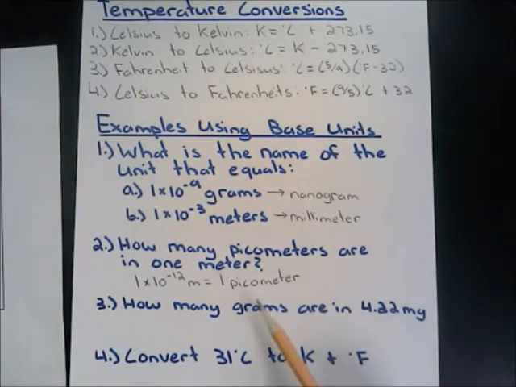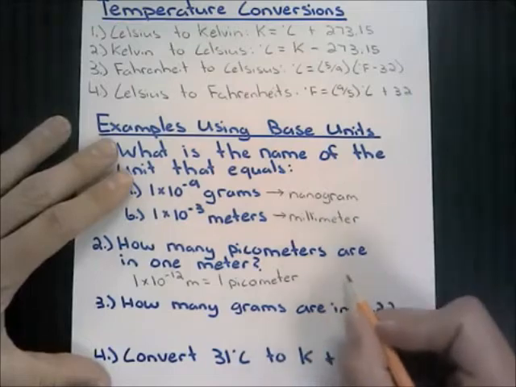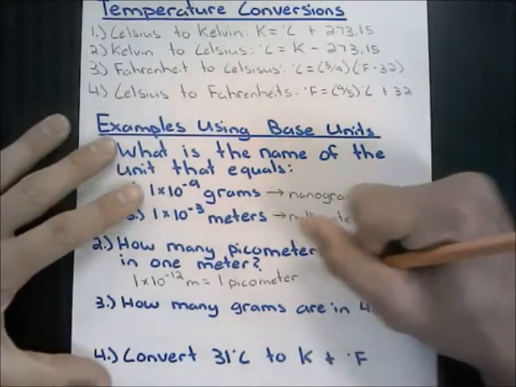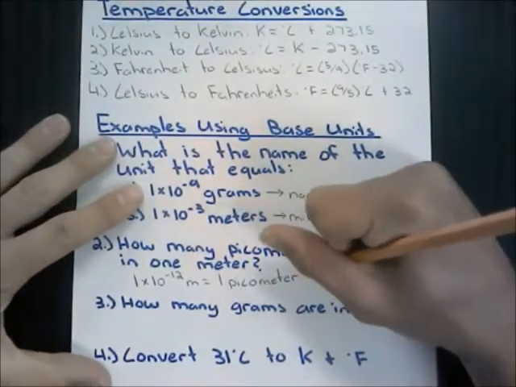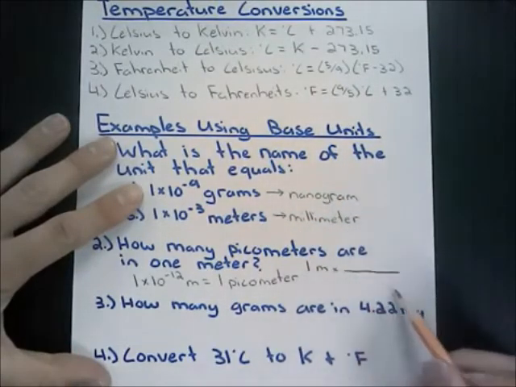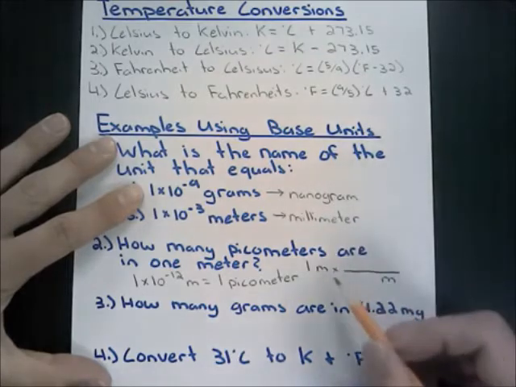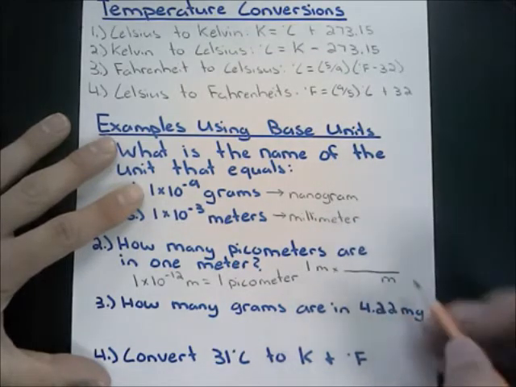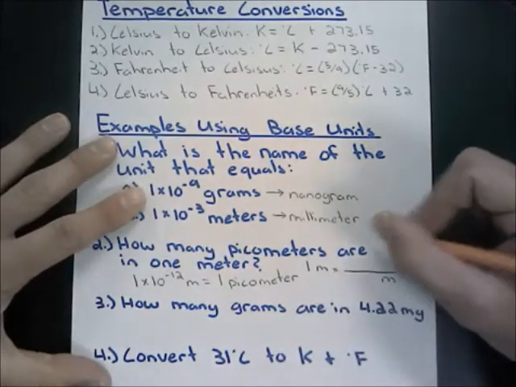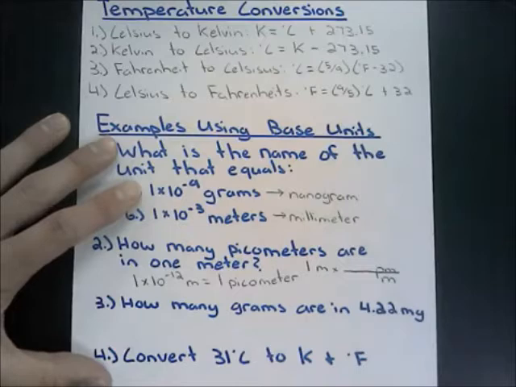Now this doesn't quite answer the question, and so what we need to do is use this conversion and make a conversion factor. So over here, I'm going to set up a conversion factor. I am going to have 1 meter, and then down below, I always want to cross cancel my units. So I'm going to have m for meter, and then on top, I am going to put my unit, which is pm for picometer.